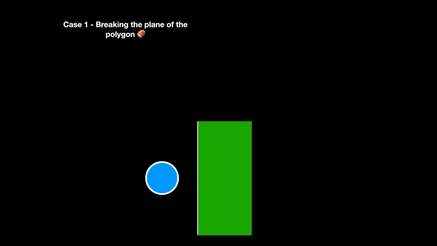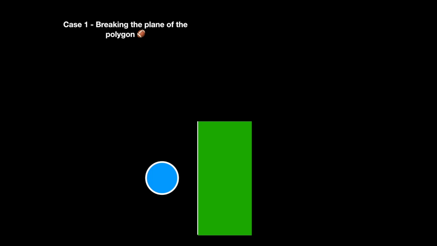All right. So there's 3 cases that we need to consider when we need to figure out how to detect that we've collided, absolutely and surely with one of these polygons. The first case is breaking the plane of the polygon. So every single triangle in 3D space, if you were to take the edges of the triangle and expand them out to forever, will span an infinite plane in 3D space.